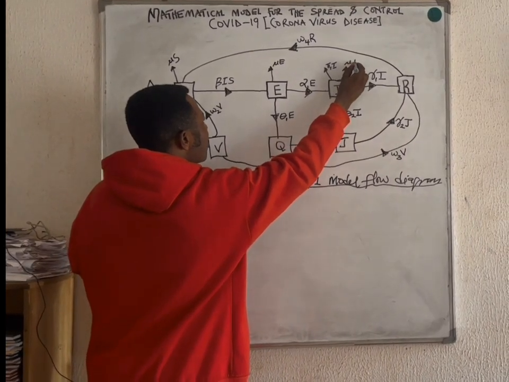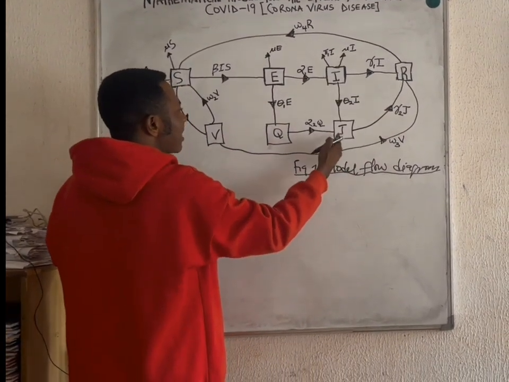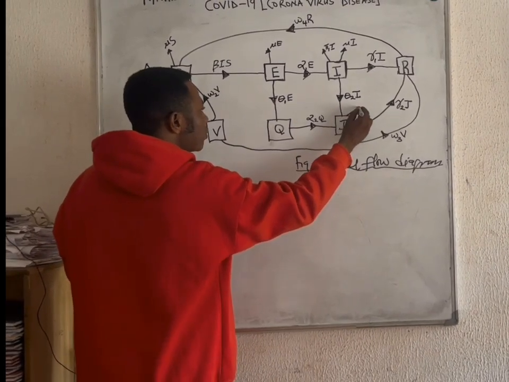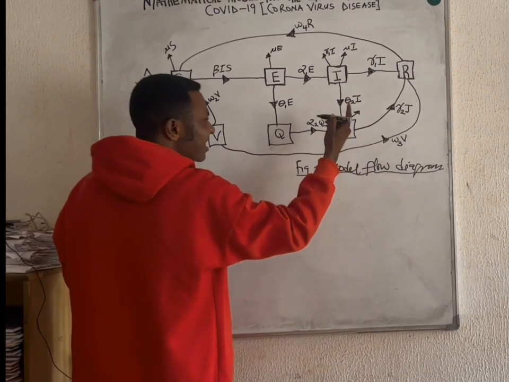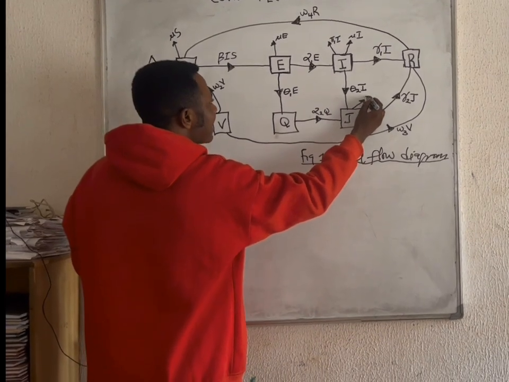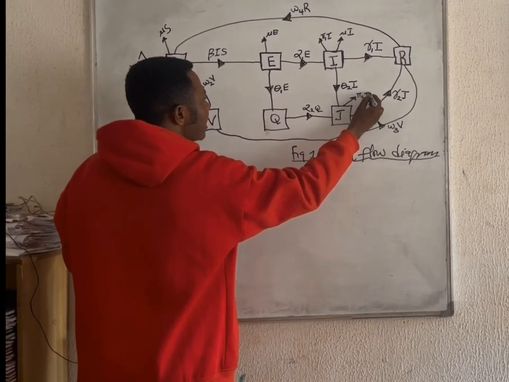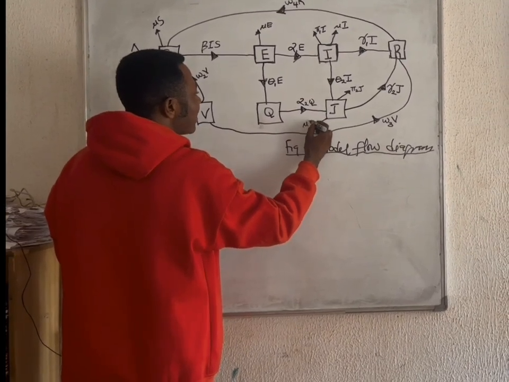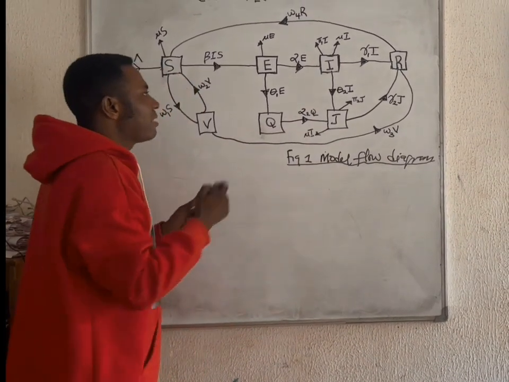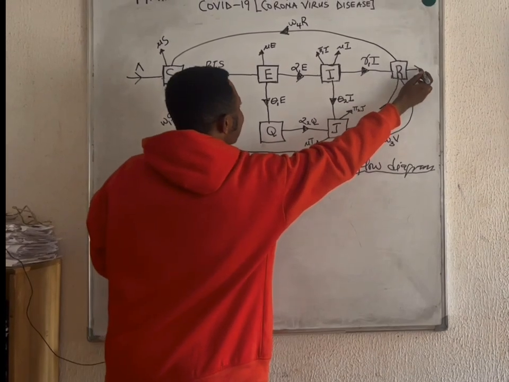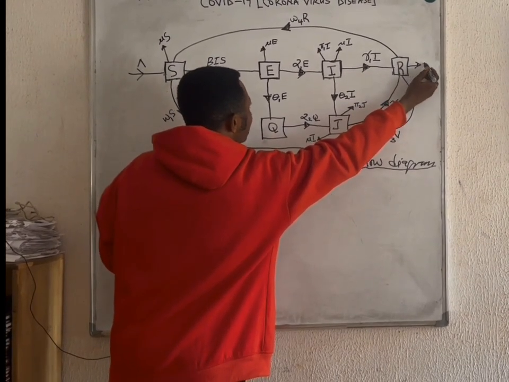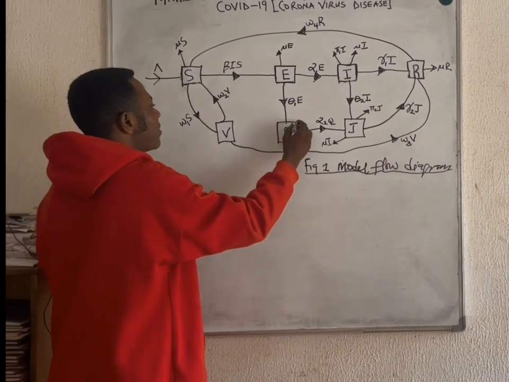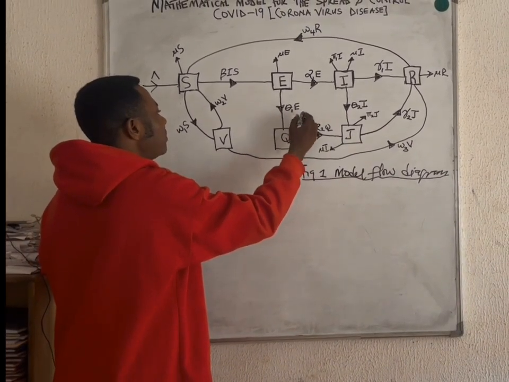So mu I. Also here again, those that are isolated for treatment, they can also die due to the disease because they are sick and they are receiving treatment. So let's say pi 2J. And here we call it natural death, mu J. Now, the recovered can also die naturally, that is, not due to the disease. And now, the quarantine can also die naturally. All right? Natural death.